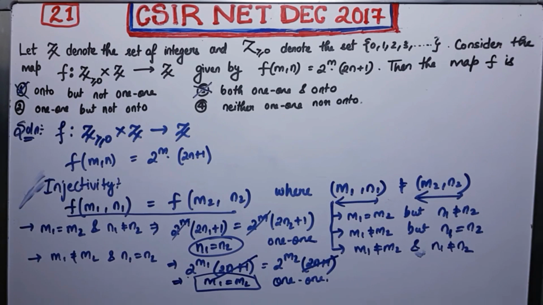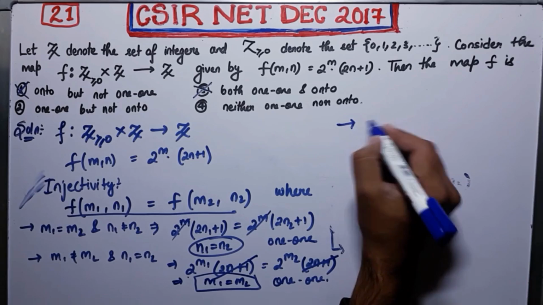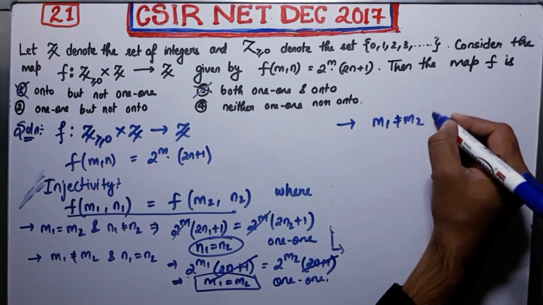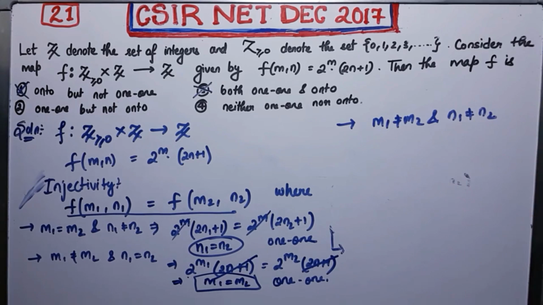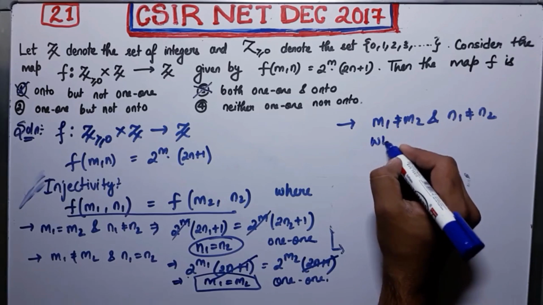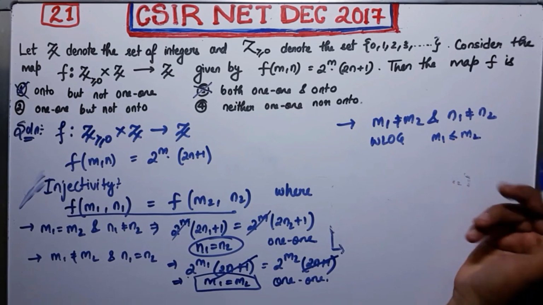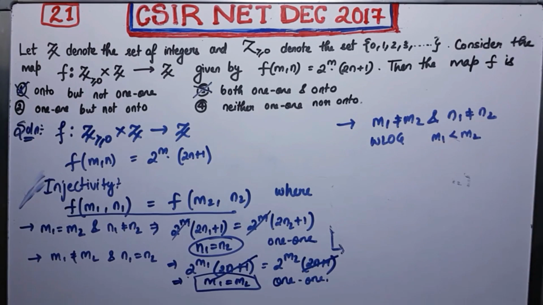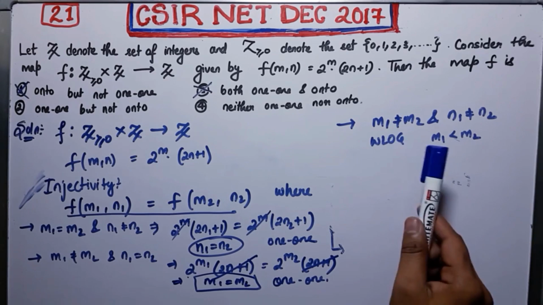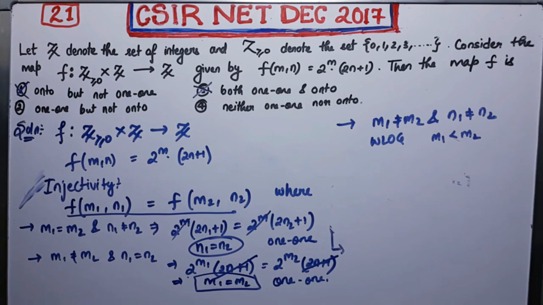Now we are left with the third case. The third one is a little bit tricky, so I will write that now. Suppose m1 is not equal to m2 and n1 is not equal to n2. Both are happening at the same time. Now since they are unequal, without loss of generality, let us suppose m1 is less than m2. They cannot be equal, therefore I have to remove this one. Since they are unequal, at least one of them has to be less than the other one. So without loss of generality, I am taking that m1 is less than m2.